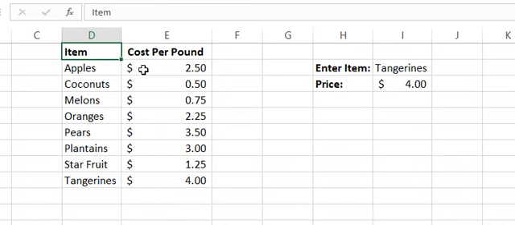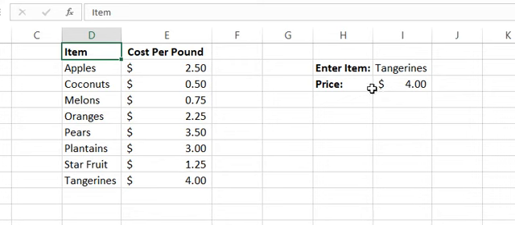These are all the items you sell, and this is how much you sell them for. So you got your items and cost per pound. Apples cost $2.50 per pound, coconuts 50 cents. They're not very expensive. Melons 75 cents. They're big. They don't cost a lot. You know how it goes. Tangerines, wow, that's an expensive fruit. And I don't know why, because nobody likes them.